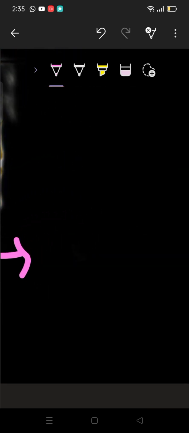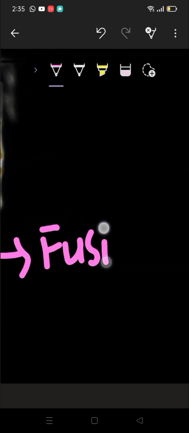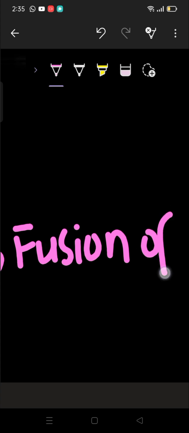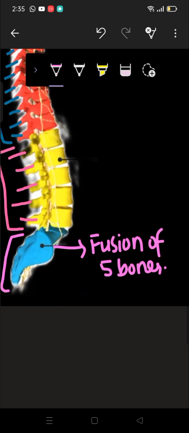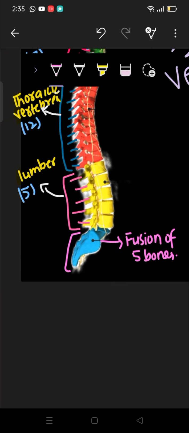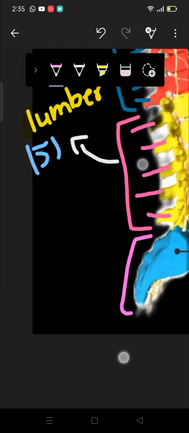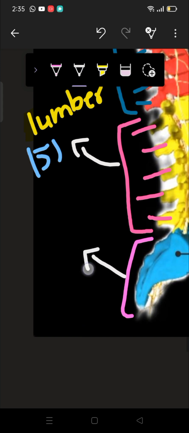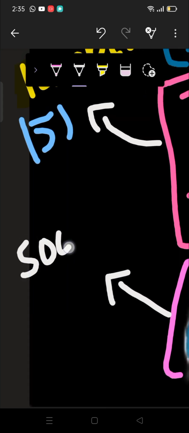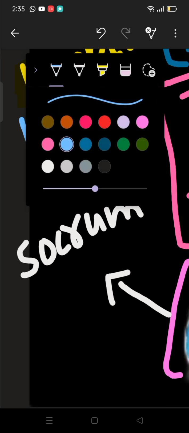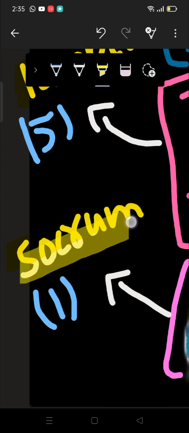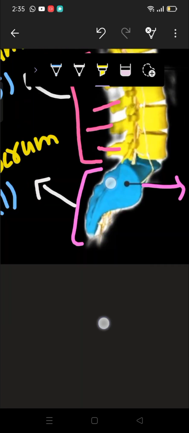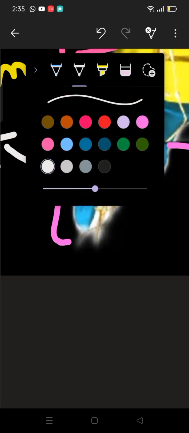Alright, this is the fusion of basically 5 bones, but we'll count it as one only, and that is the sacrum. Sacrum, which is 1 in number, as this is the fusion of 5 bones, but we'll count this bone as 1 only. Alright, then here we have the tail of the vertebral column.